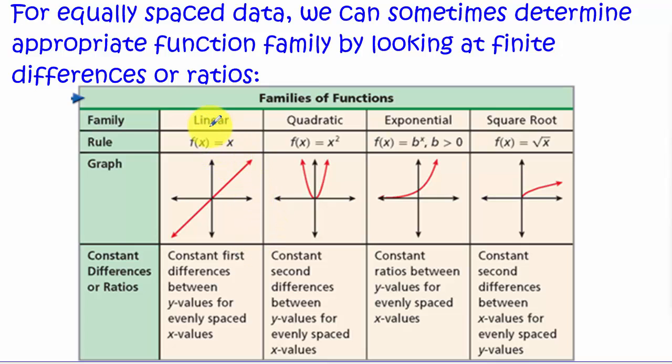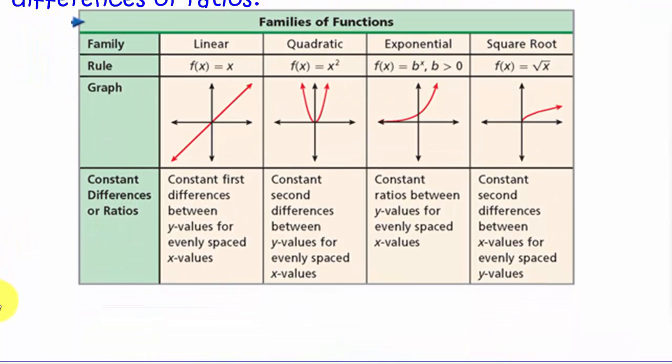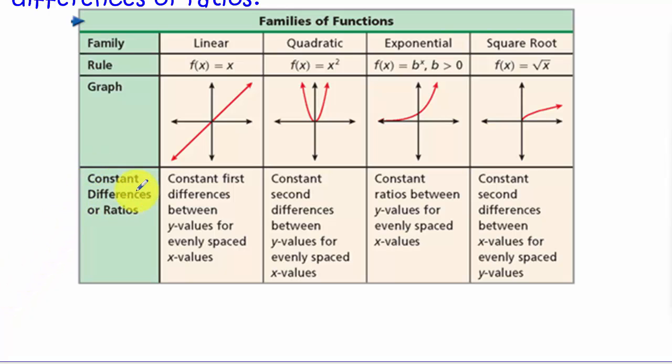Some of the function families that we've worked with in Algebra 2 are listed here. Linear functions, which are straight lines; quadratic functions, which are U-shaped; exponential, this is exponential growth, but we could also do exponential decay; and the square root function. Now, one of the ways we can determine what function family, if we have tabular data, is to look at finite differences or ratios between adjacent items in the data.